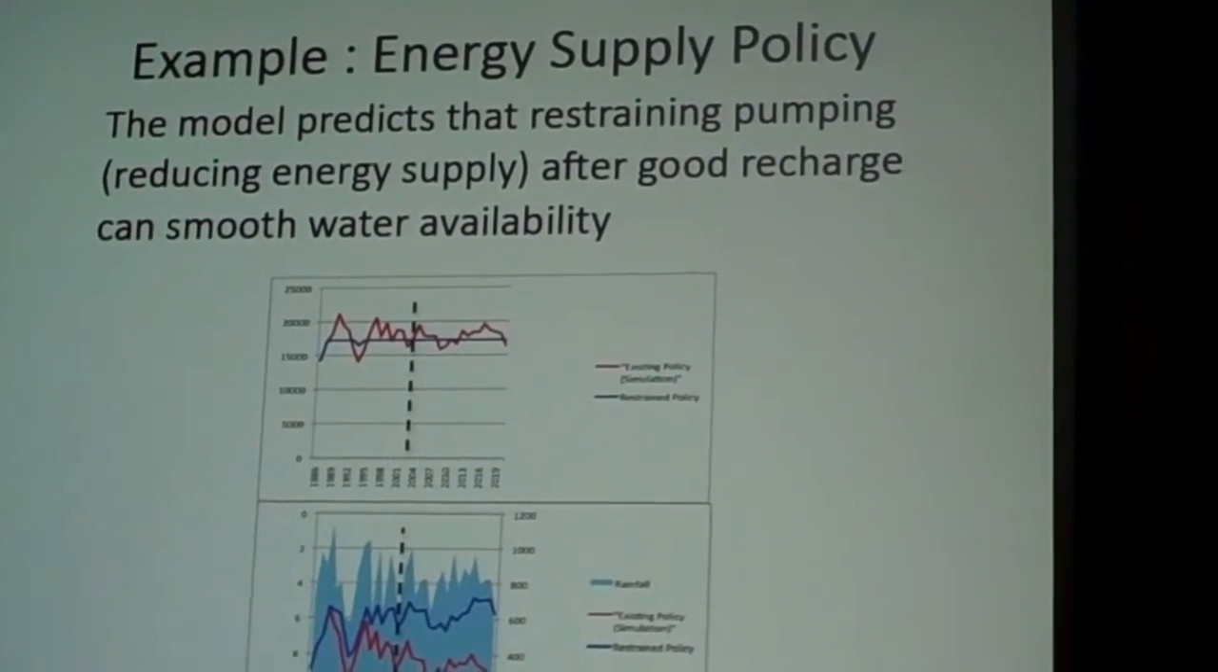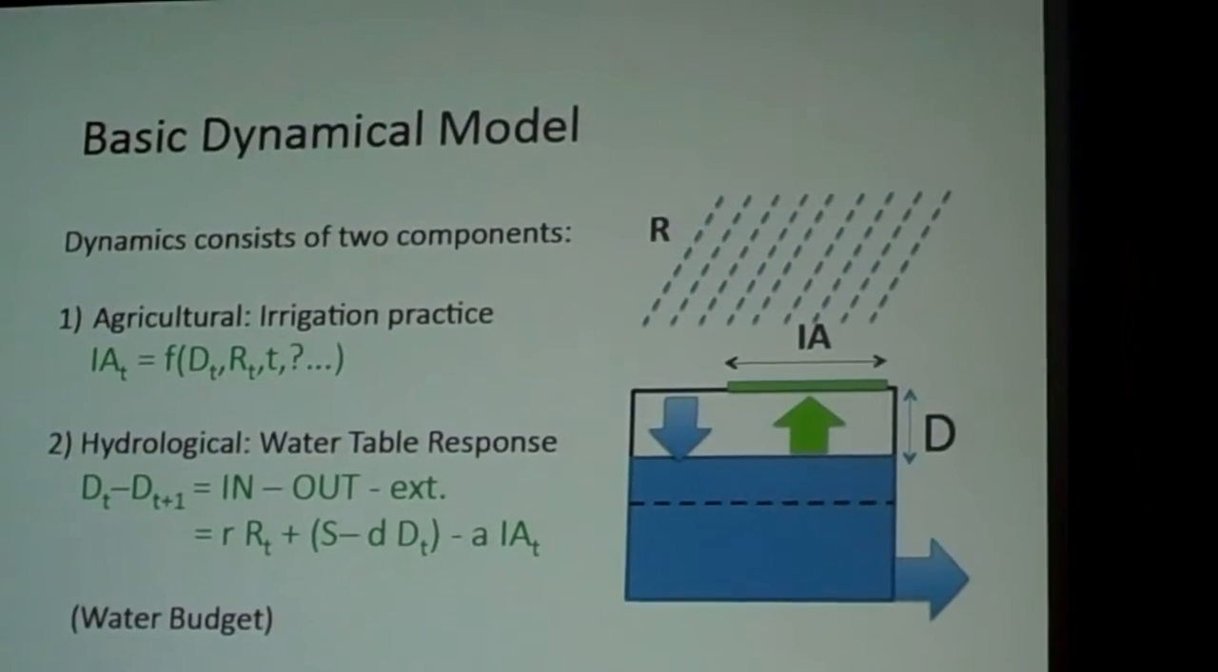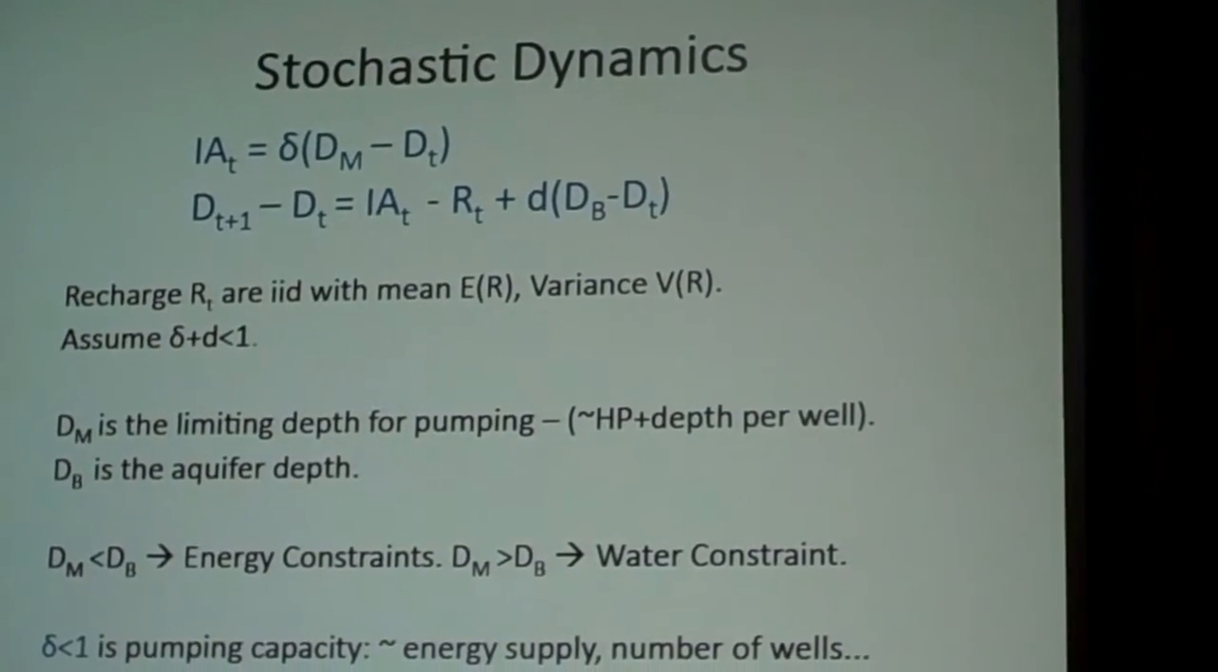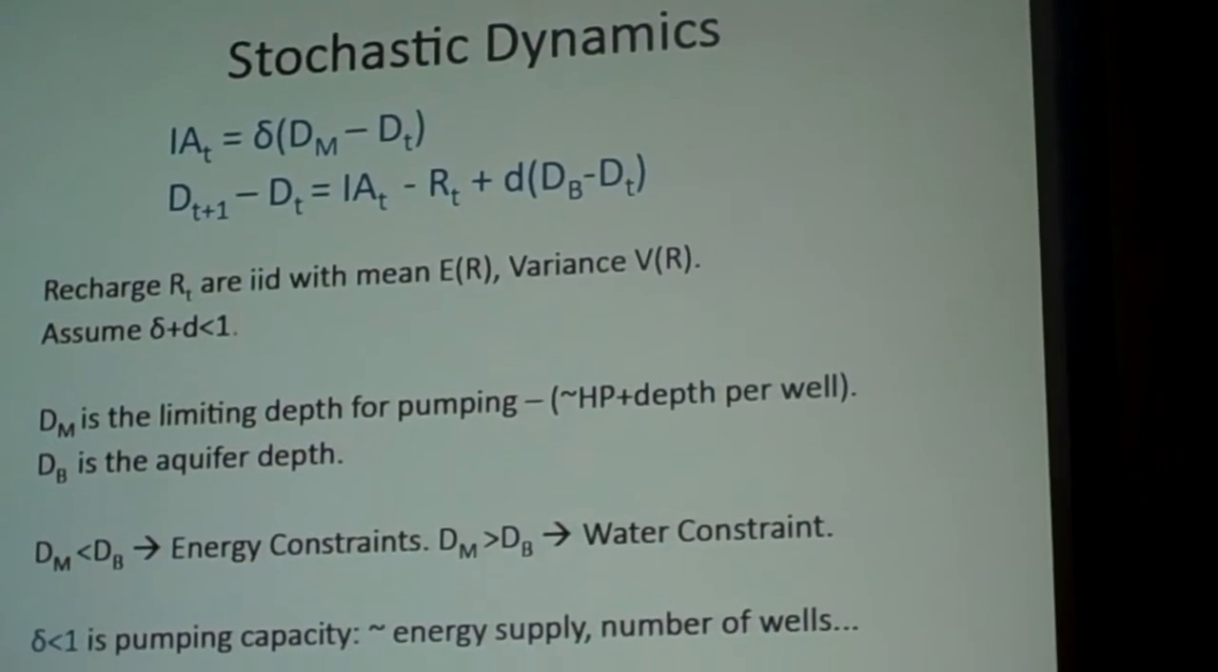High irrigation after a wet year, but we avoid some of the shocks, which is probably favorable. So thinking about this again in a more general, theoretical way, abstracting away a little bit, let's try to understand why this is happening.